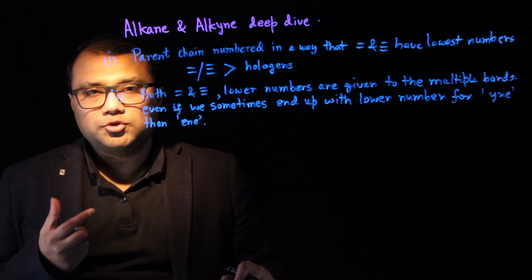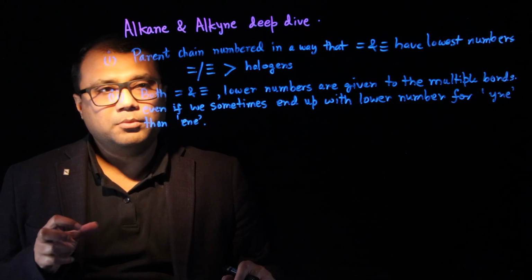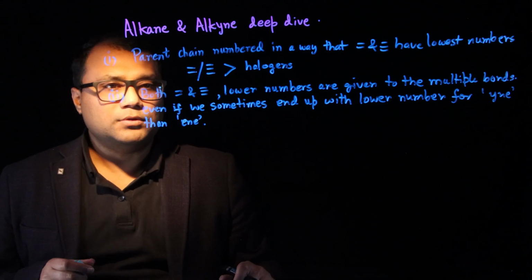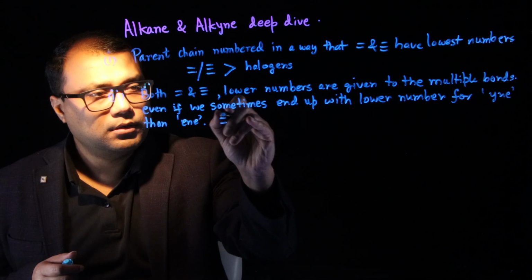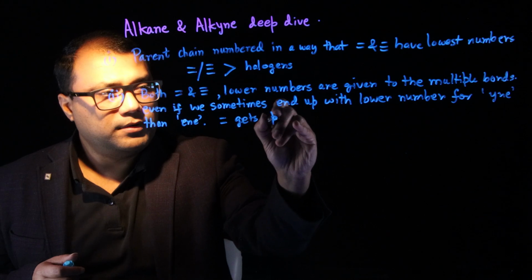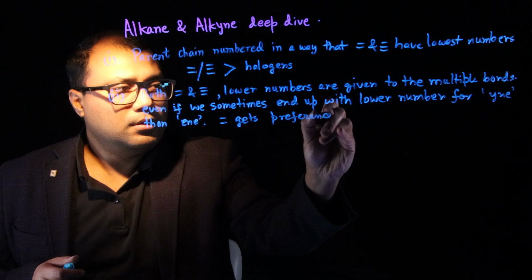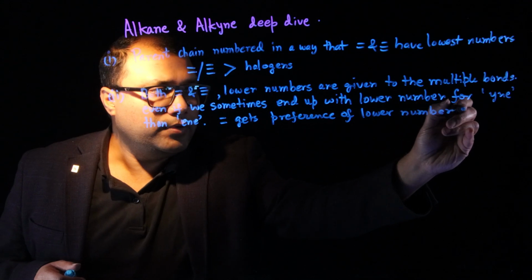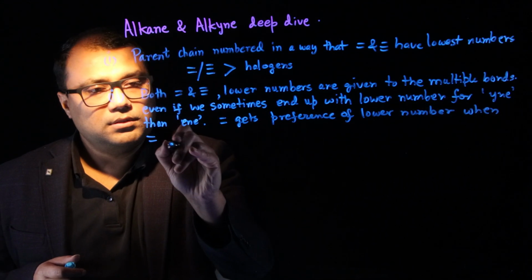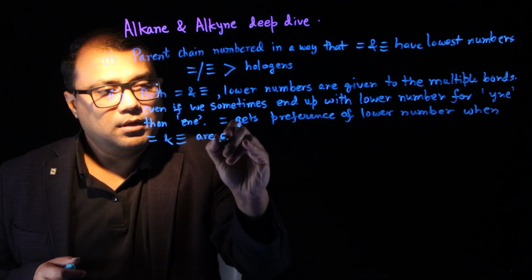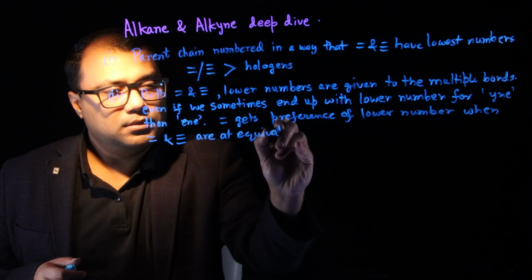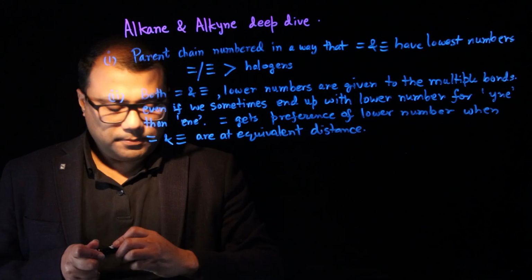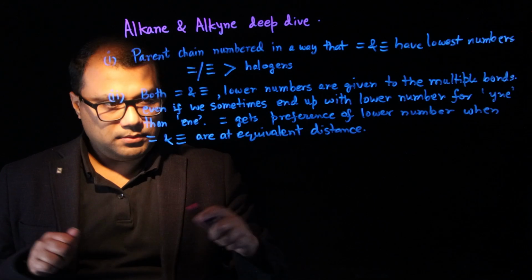Further, when there is a choice in numbering, which means a double bond and a triple bond are located at equivalent distances, then the preference is given to the double bond. So I'll just write that double bond gets preference of lower number when this and this are at equivalent distance. Okay, a lot of meaty words. Let's take an example and this will be clear.